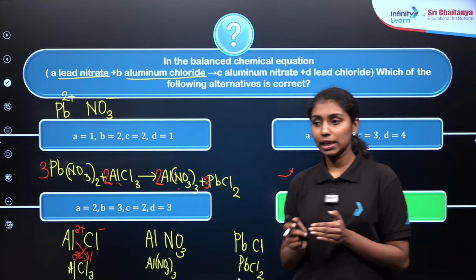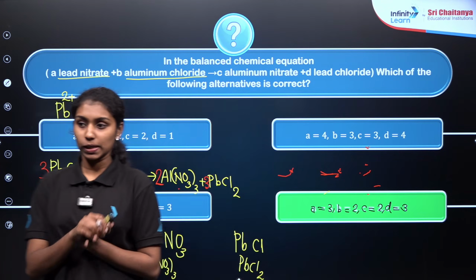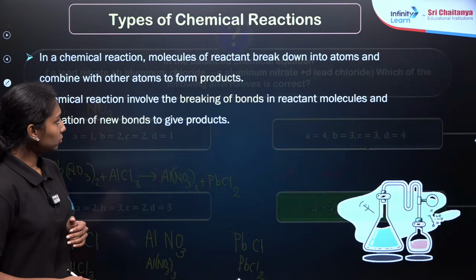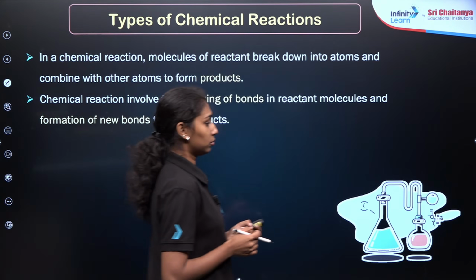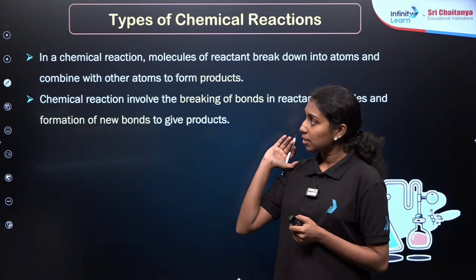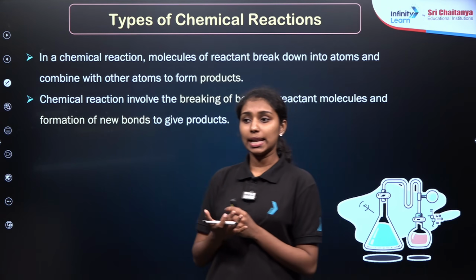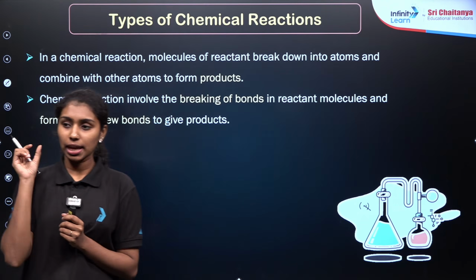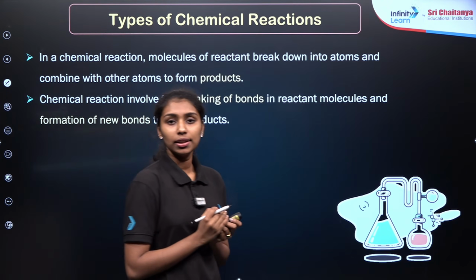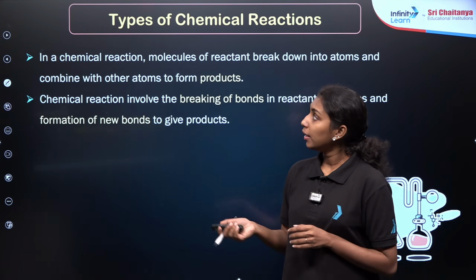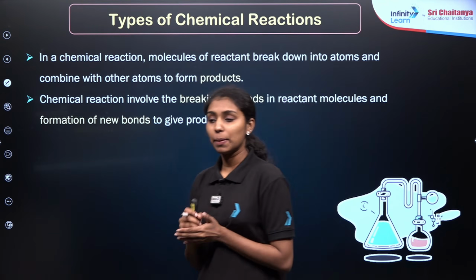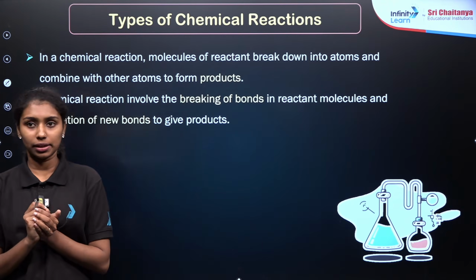So balancing of chemical equations is very important in terms of the first chapter. You can try by yourself by balancing all the chemical equations. Try to solve by using this method. Now we will be discussing what are the types of chemical reactions, right? What is the type of chemical reactions?